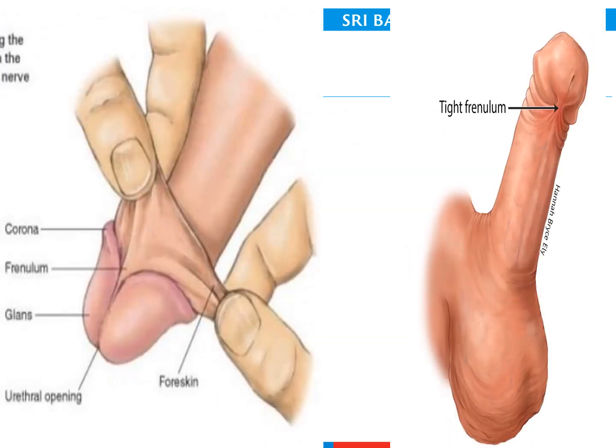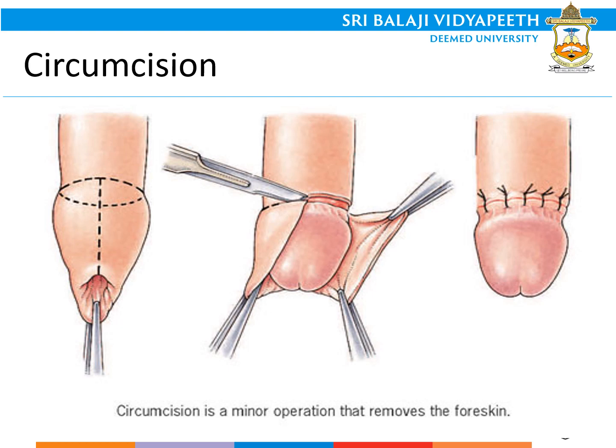And this is the frenulum here, and sometimes the frenulum can be too tight, and in those cases we undergo a procedure called circumcision, wherein the foreskin, or the prepuce, is removed.